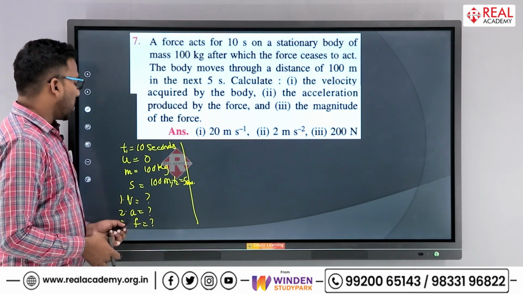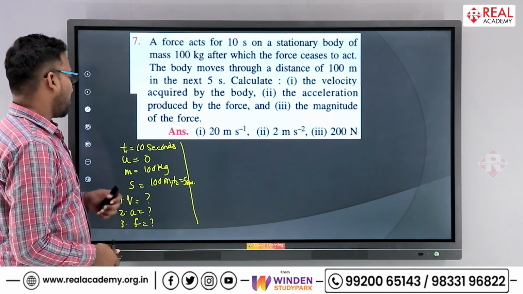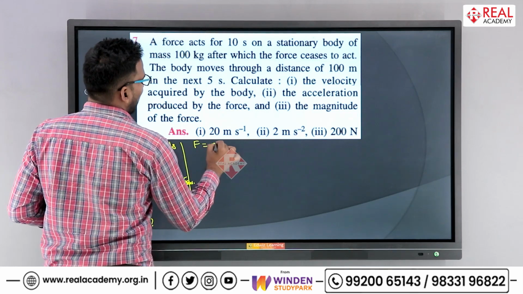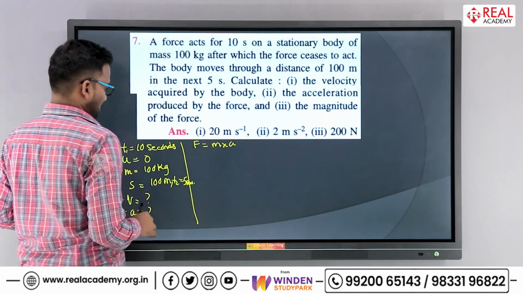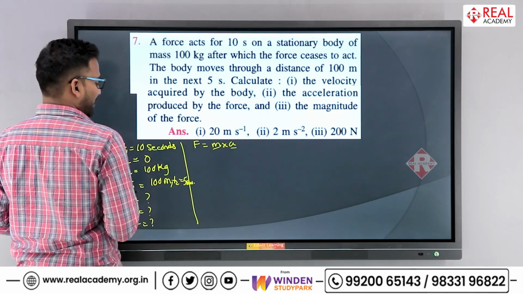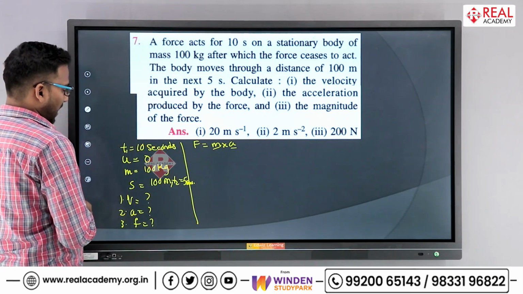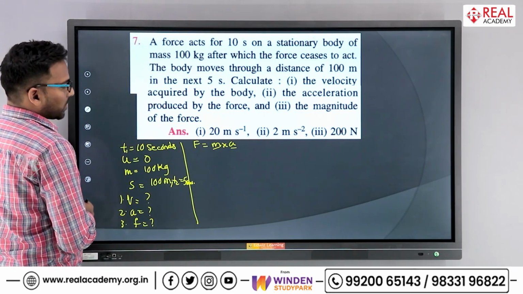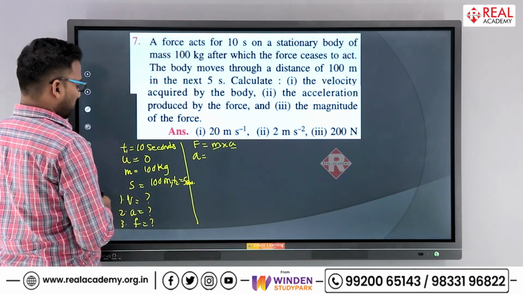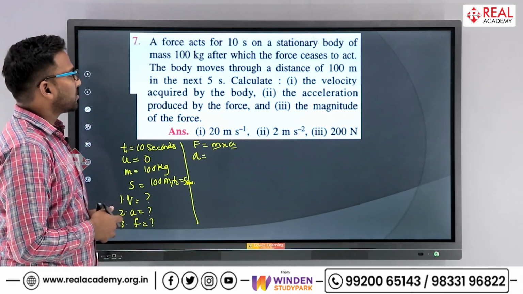Now to find force, the formula for force is mass into acceleration, right? We do have mass, but we don't have acceleration. So for acceleration, what we can do? For acceleration, we can use kinematic equations, right?